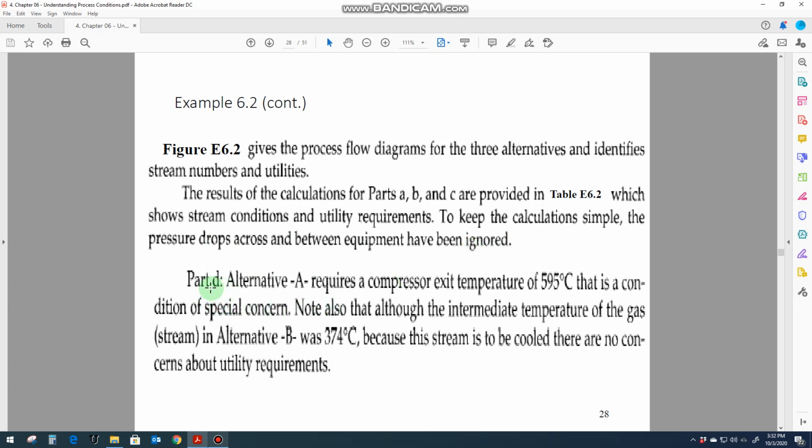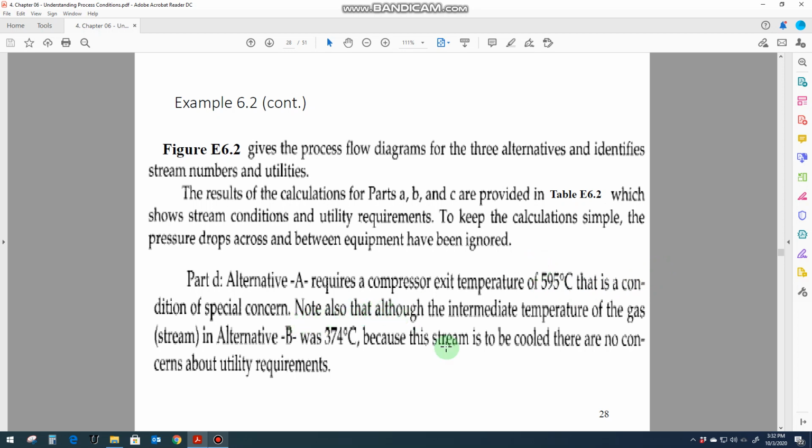Part D. Alternative A requires a compressor exit temperature of 595 degrees centigrade. So in the first case, the outlet temperature from the compressor is 595 degrees centigrade. That is a condition of special concern. It is beyond 260, so it is a condition of special concern and would require special material of construction for the pipeline and for the downstream processes, which would increase the cost of the process.